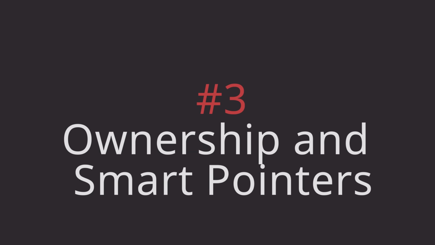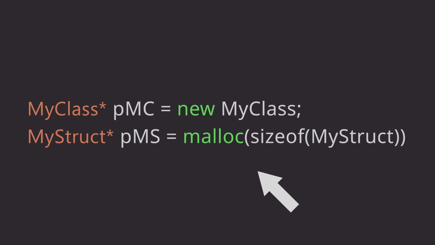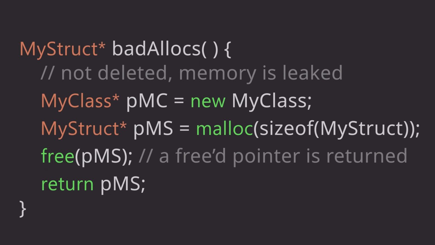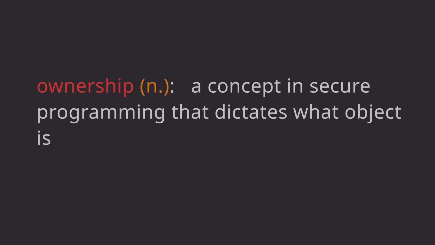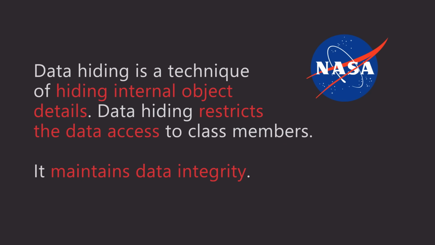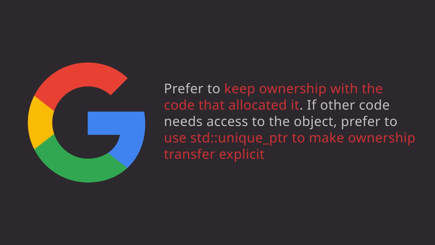Next, ownership and smart pointers. In code that uses dynamic memory, such as the new operator or the heap, bugs can easily arise when the dynamic memory is not properly accounted for. These bugs manifest in the form of memory leaks and use after free, only to name a few. To fix this, modern features of C++ and Rust implement a concept referred to as ownership, to define who is able to use and ultimately responsible for the use and freeing of the dynamically allocated memory. Similar to NASA's principles of data hiding, Google recommends limiting the use of dynamically allocated memory to the lowest point possible, using it only in the class that it was allocated by.